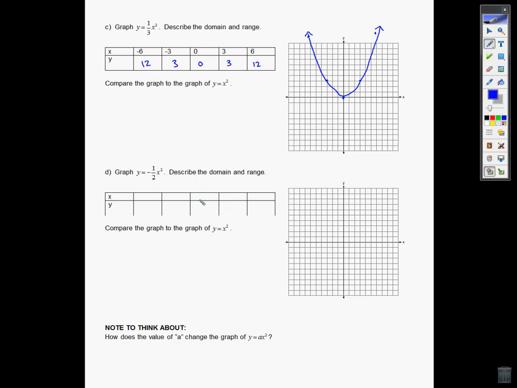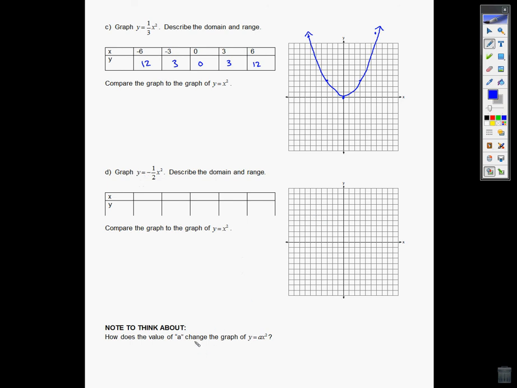Now you can try doing the 1/2, and keep in mind that this is negative 1/2, so it might be a little bit different. Try it out, see what you get. If you do not get a U-shaped graph, you know that you did something wrong. So if you don't get a U shape, recheck your points. Don't just stop and say, oh, I didn't get it. Recheck your points, and I'll check in with you next class.